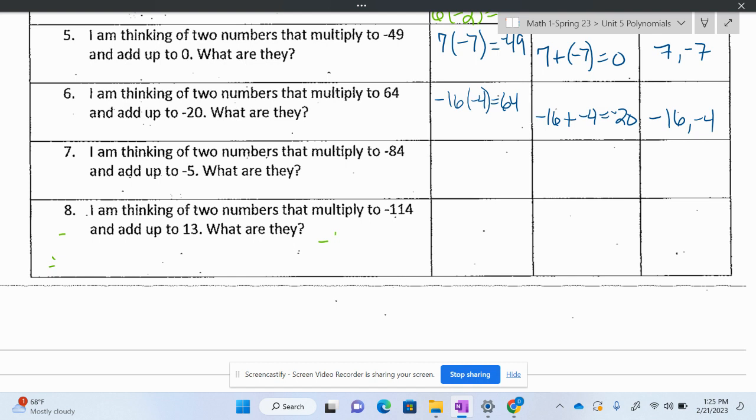So look at factors of 84. One's got to be positive, one's got to be negative. Say that again. So negative 1 times a positive 84 equals negative 84. But when I add those together, Abby, do I get negative 5? No. So what are some of the other factors on your table? Factors of 84. Do you see what I'm asking you for?